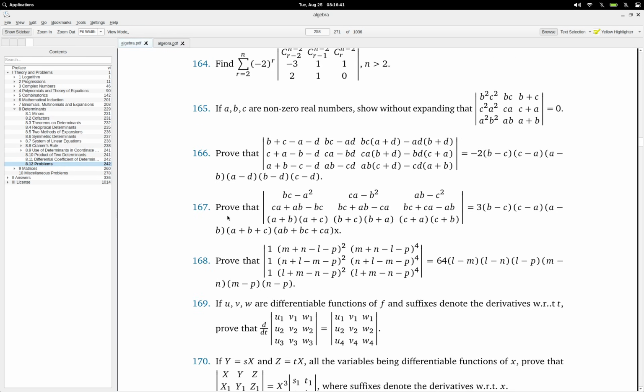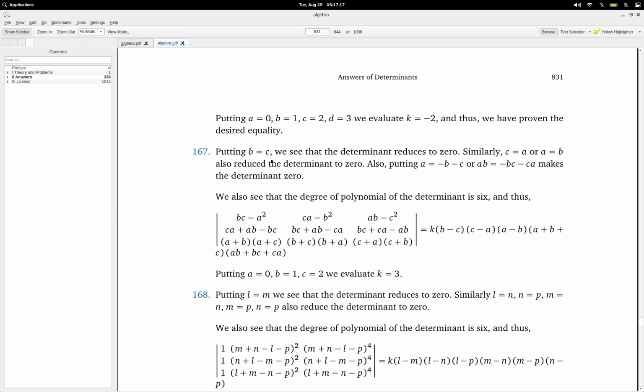Question 167 says that prove that bc minus a square, ca minus b square, ab minus c square, ca plus ab minus bc, bc plus ab minus ca, bc plus ca minus ab, a plus b times a plus c, b plus c times b plus a, c plus a times c plus b is equal to 3 times b minus c times c minus a times a minus b times a plus b plus c times ab plus bc plus ca. This x is extra addition to the, okay.